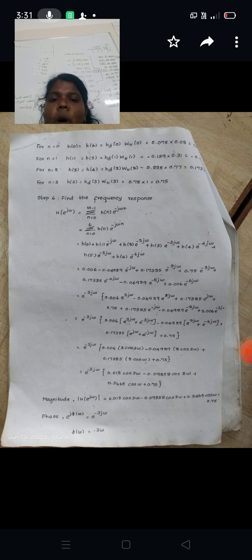Next, take common terms outside. That is, in the first terms 0.06 is common. While taking 0.06 outside, we can get 0.06 into e power 3 j omega plus e power minus 3 j omega. Next, minus 0.04929 into e power 2 j omega plus e power minus 2 j omega plus 0.17325 into e power j omega plus e power minus j omega plus constant, that is 0.75.